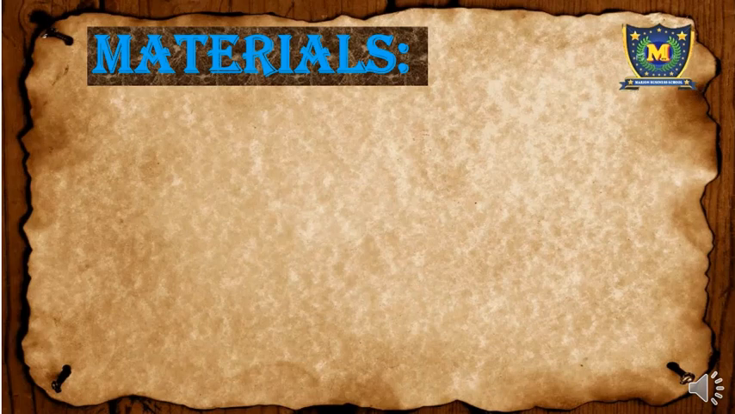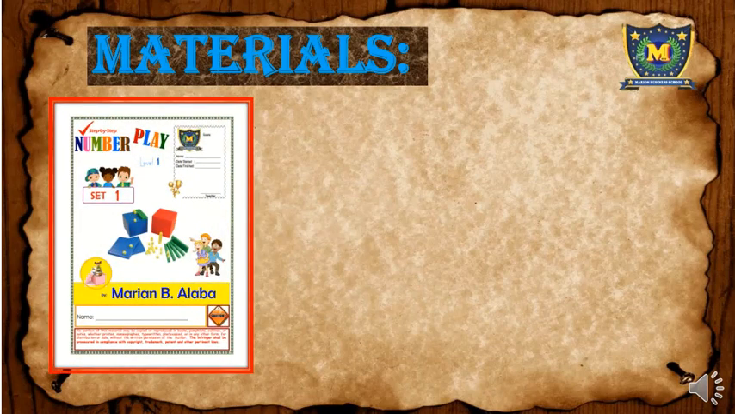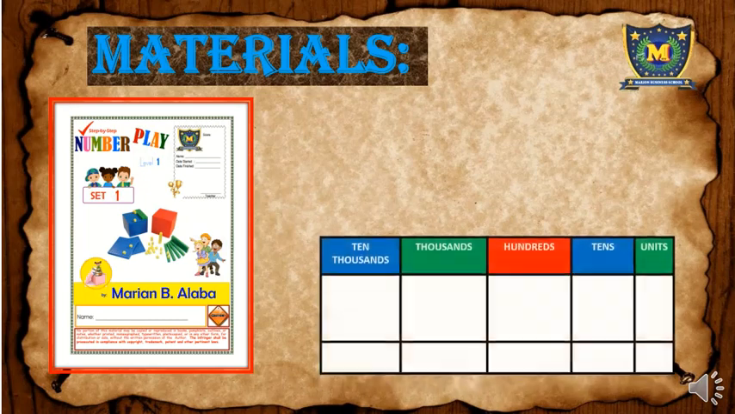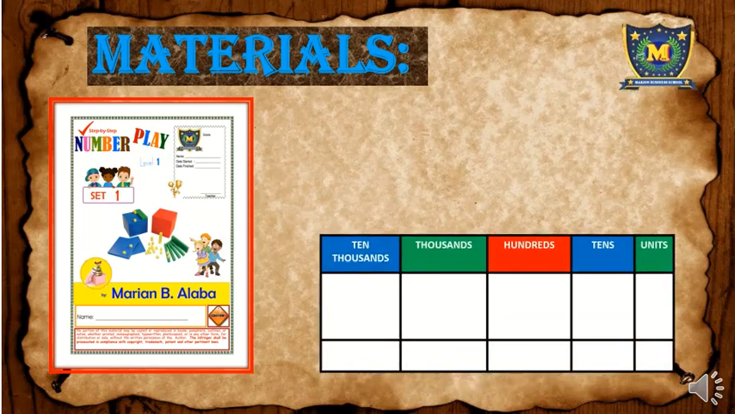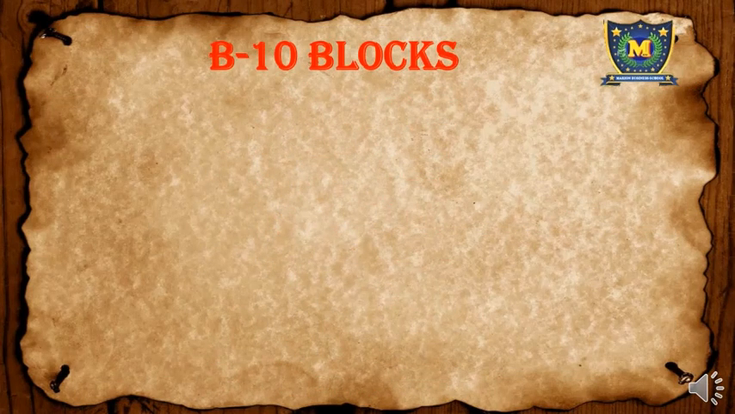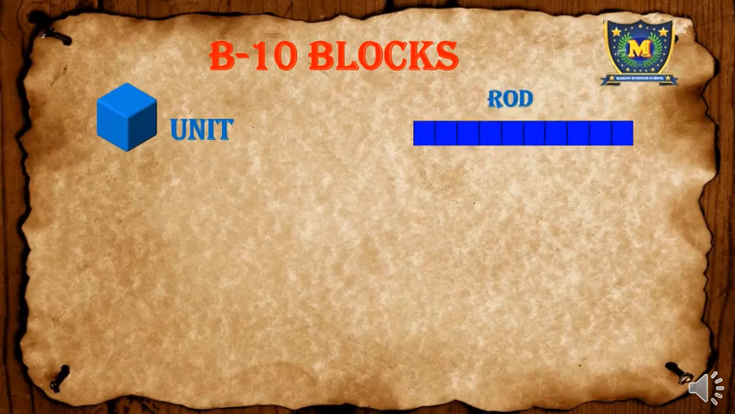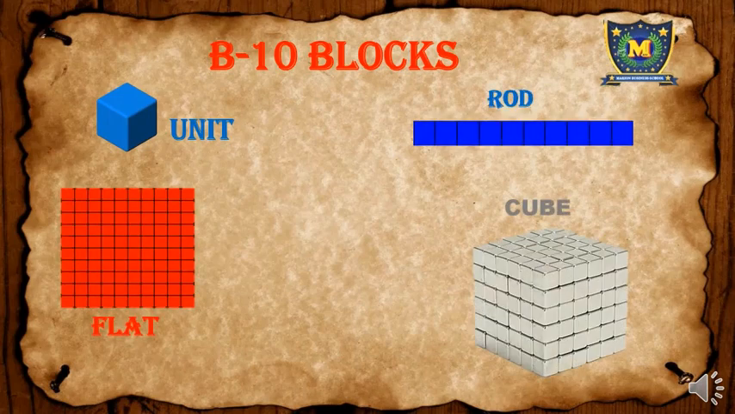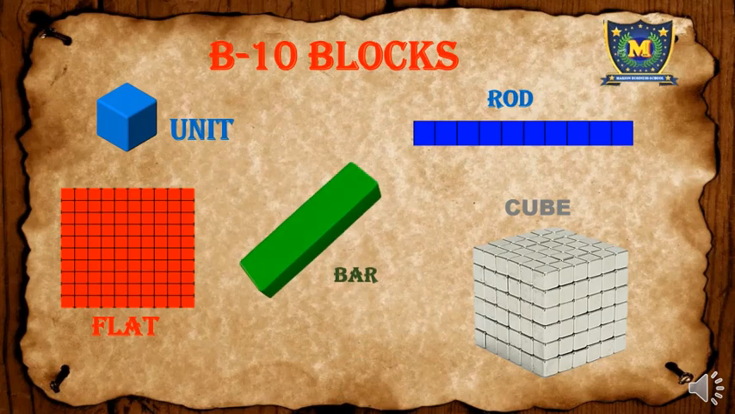Materials. These are the materials you need for this lesson. First, you need your Number Play 1, and you need your beading board, and of course you need your pencil. Then you need either a tablet, cell phone, or laptop. You also need the beading blocks, so you need a unit, a rod, a flat, a cube, and a bar.